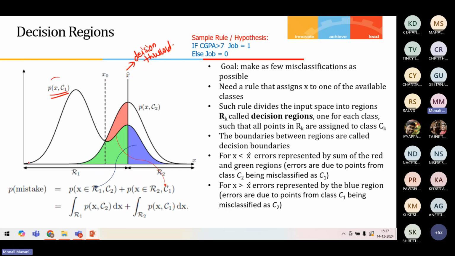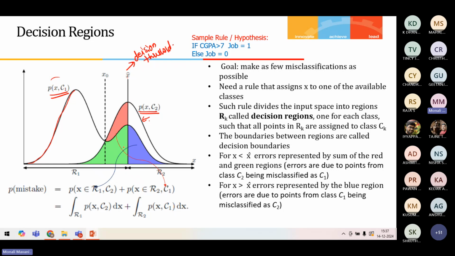So this is a curve which shows a joint probability distribution of X and C1. X are features, C1 is one class. And the second curve, which is a simple normal bell-shaped curve, gives us the probability distribution of X, comma, C2. That means the joint probability distribution of X and C2. And then this is what is plotted, and we have this decision threshold.